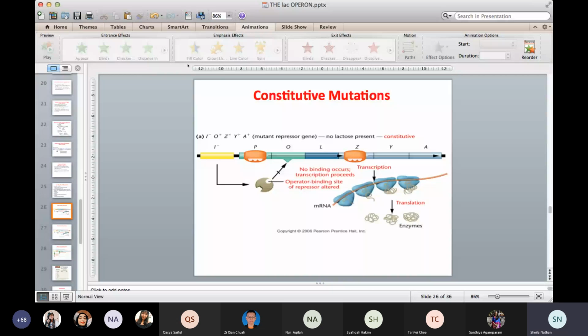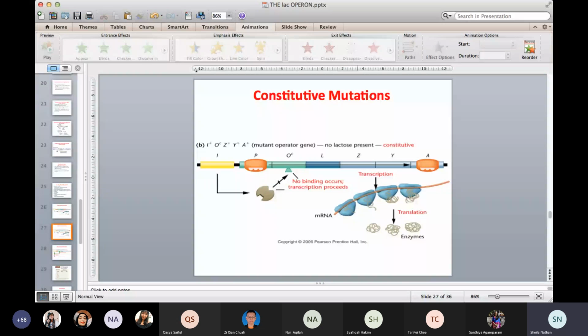The next one, now nothing wrong with the repressor molecule, but you have this mutant on the operator, right? So again, the result is constitutive expression of the Lac Operon, even if lactose is not present. Why? Because the repressor cannot bind to the operator.